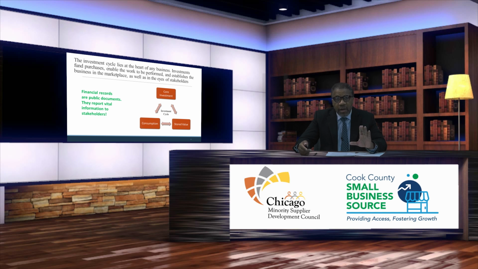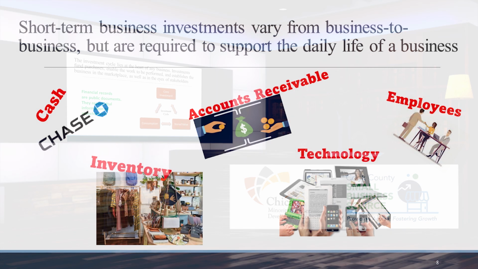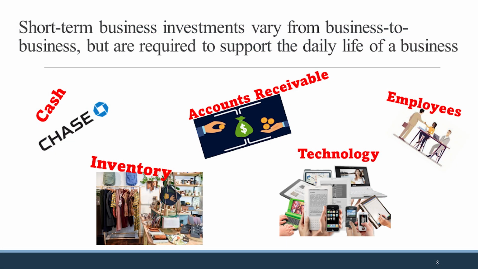Let's continue having our discussion around this investment cycle. There's two parts to it. One is what we call short-term business investment. That includes hiring your employees, buying critical technology, maybe mobile phones, maybe just a desktop computer, laptop computer. Inventory, if you run a retail store, bringing in clothing, bringing in appliances, whatever your retail store sells.